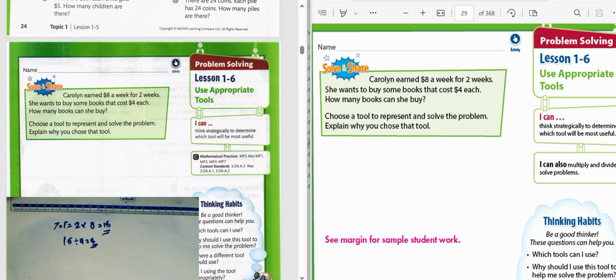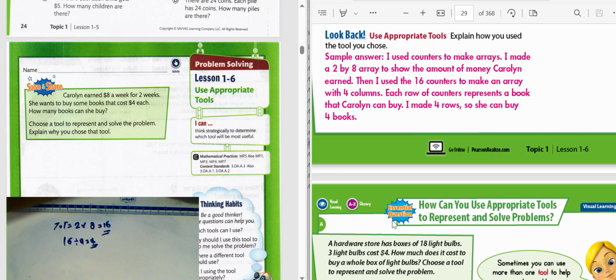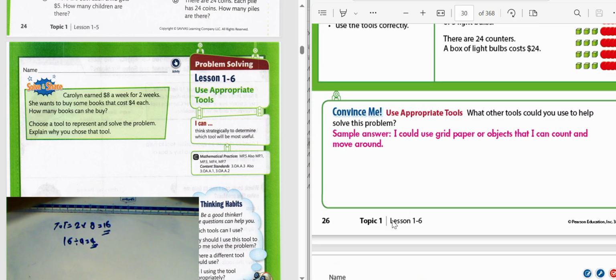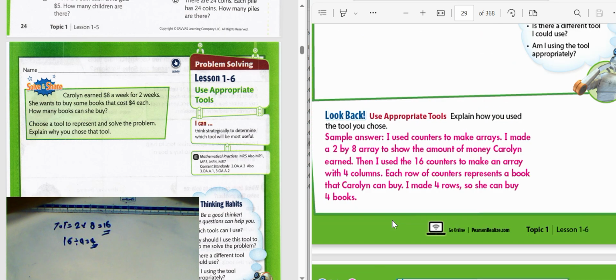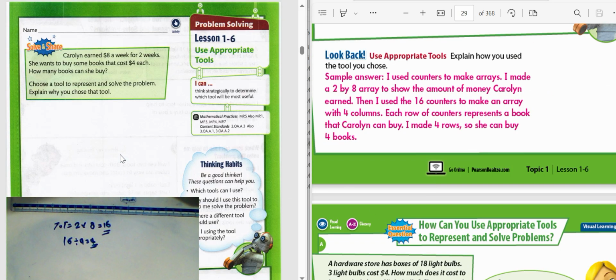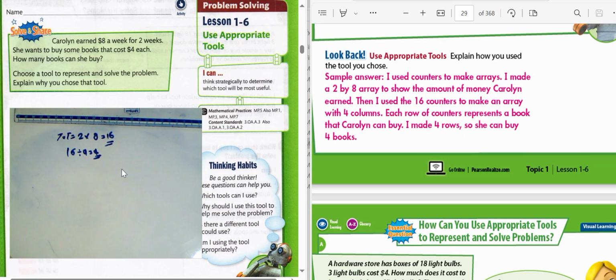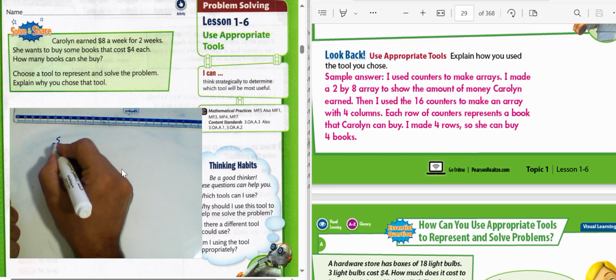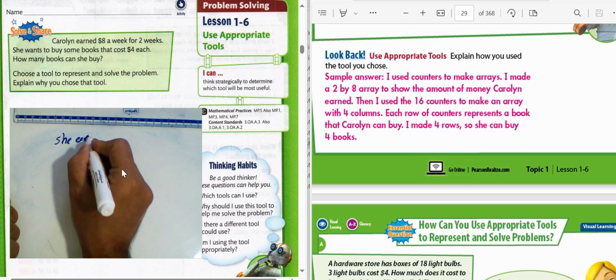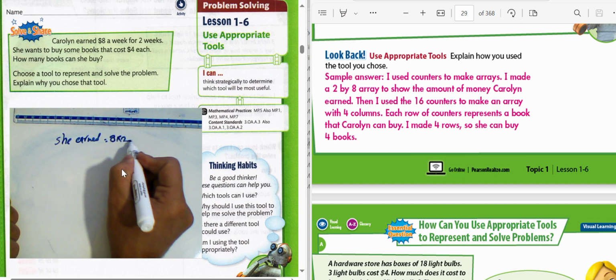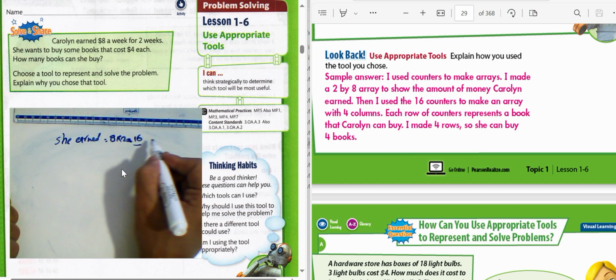Understood? First step here. Okay, write the solution here. You can write this answer in this place. Here she earned what? 8 times 2 equals 16. $16. Okay, she earned $16.